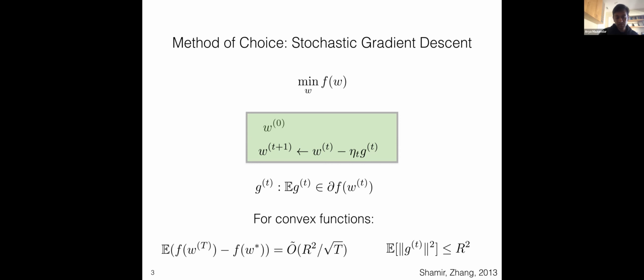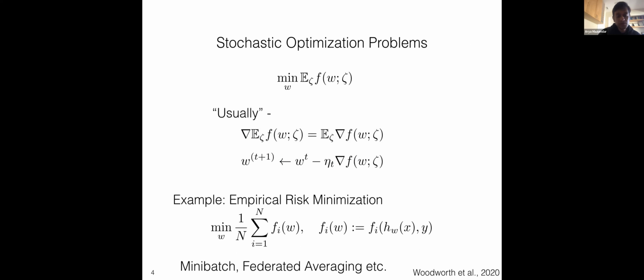There are many results of this flavor that can be used. I just picked one from this paper by Shamir and Zhang, where under this type of convexity and bounded gradient conditions, you can have convergence, and there is a certain convergence rate. This is very useful when you are doing something like empirical risk minimization, which is over here in the bottom, because that has the form of stochastic optimization, and stochastic gradient descent fits really well.